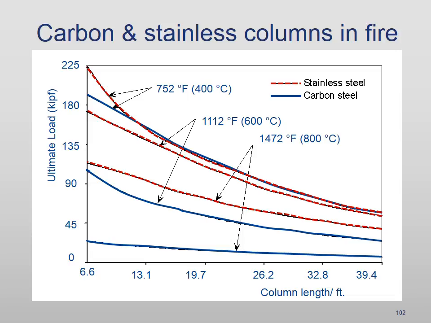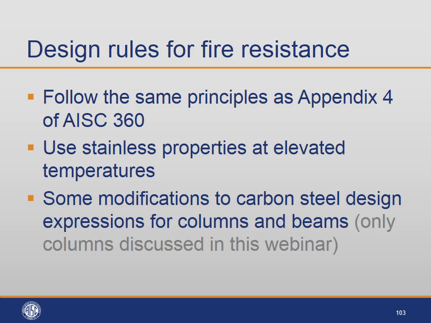Moving along to slide 95, design rules for fire resistance. Basically, you do exactly as you would for carbon steel. These are the rules given in Appendix 4 of AISC 360, but you would use the stainless properties at the elevated temperatures, which I've just showed you, and you do need to make a couple of modifications to the carbon steel design expressions for columns and beams.